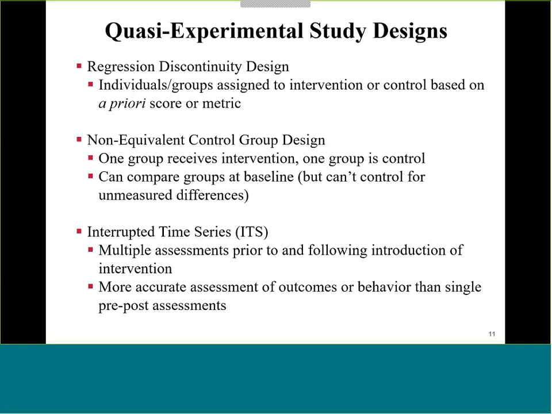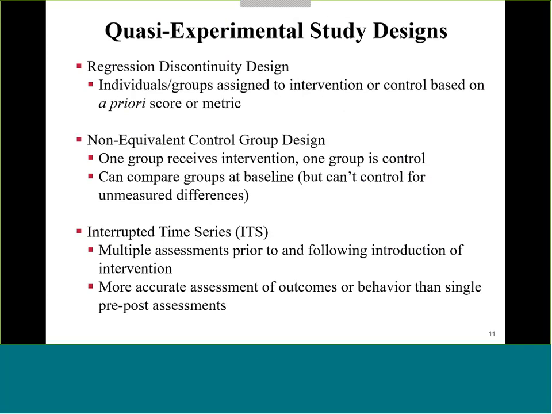But some of the common quasi-experimental designs that you'll hear about and may be interested in using are regression discontinuity design, where individuals or groups are assigned to an intervention or control based on a priori score or metric. So we evaluate, then assign, and then look at change over time.